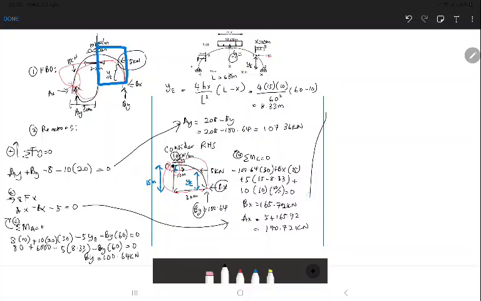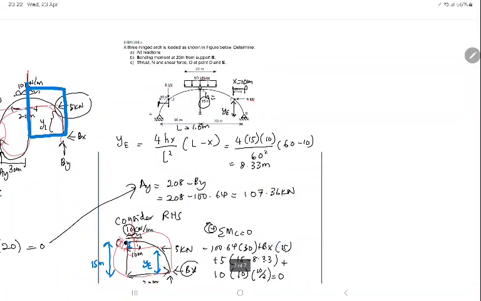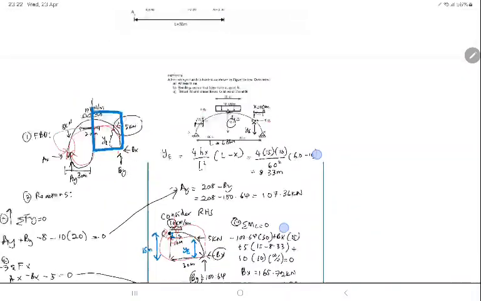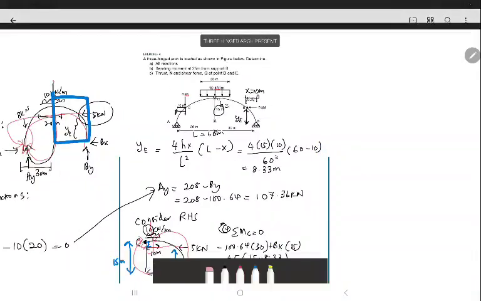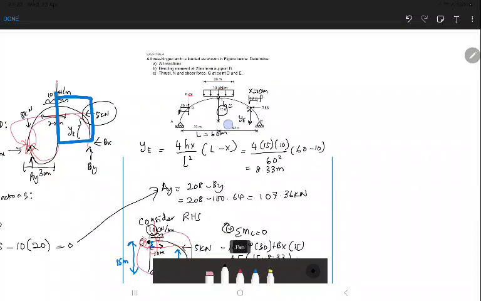Okay, next question need you to find bending moment at 25 meter from support B. So in this question, 25 meter from support B. Okay, so you need to find bending moment here. And then we sketch it again.